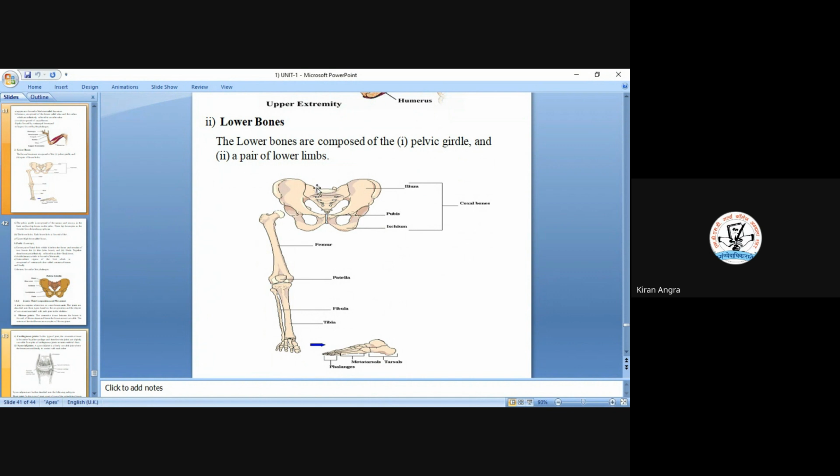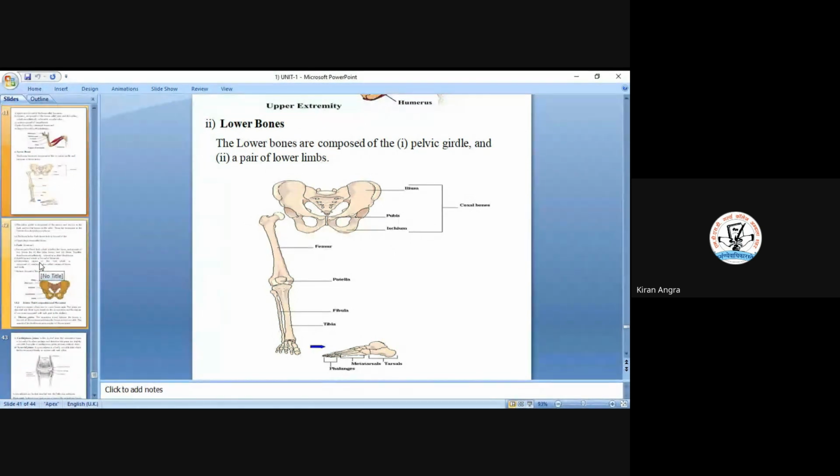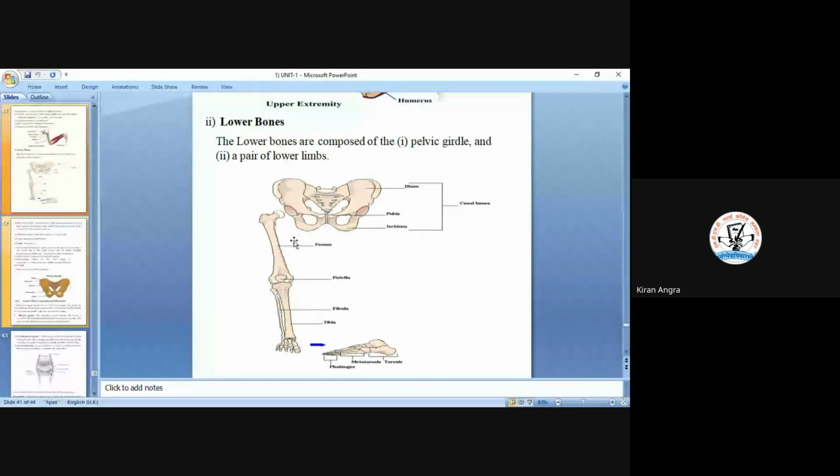The pelvic girdle is composed of the sacrum, as you are seeing in the diagram. This is the sacrum at the back, and the coccyx. These are the vertebrae. I have just talked about the vertebral column. In the back, there are 2 hip bones on the side.